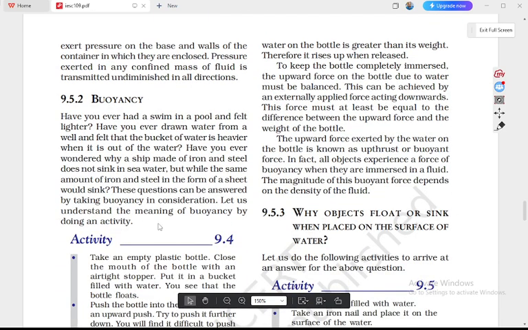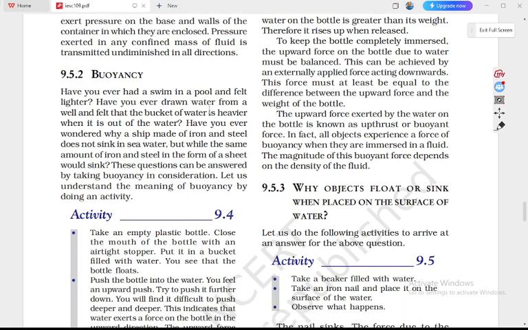Now we learn about buoyancy. What is buoyancy? Have you ever been in a swimming pool and felt lighter? Have you ever drawn water from a well and felt that the bucket of water is heavier when it is out of water? Have you ever wondered why a ship made of iron steel does not sink in seawater, while the same amount of iron steel in the form of a sheet would sink? These questions can be answered by taking buoyancy into consideration.